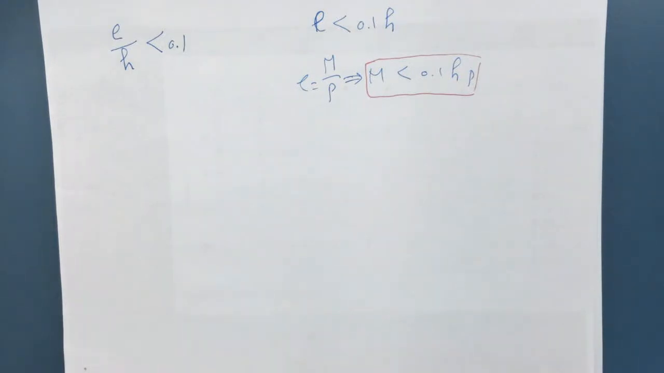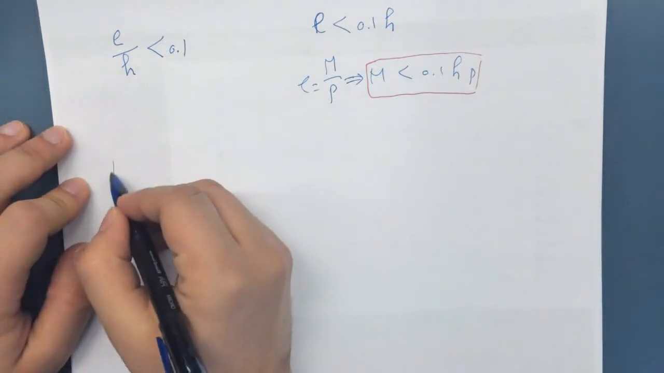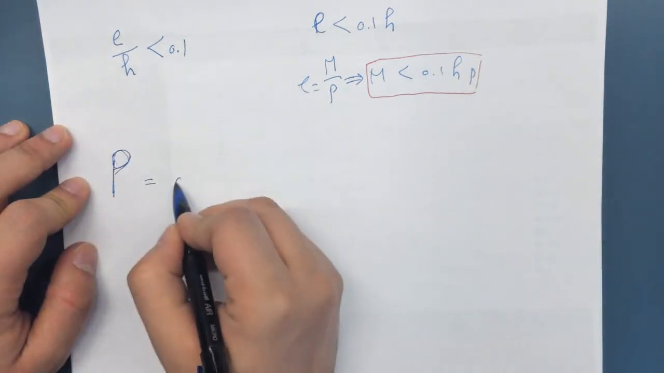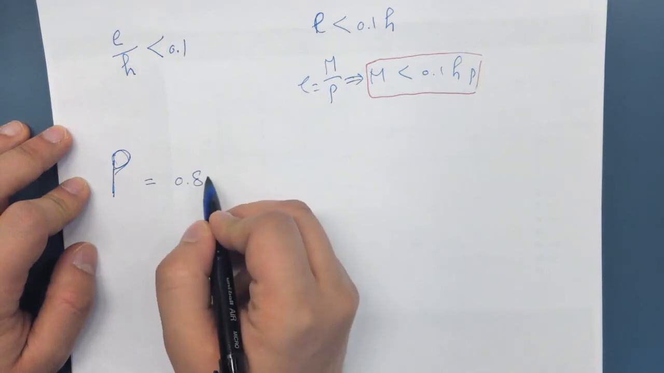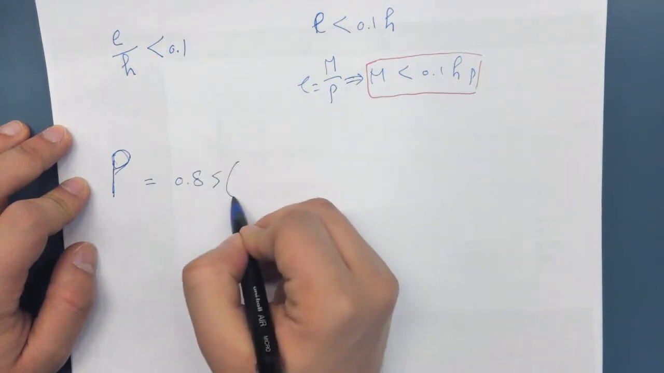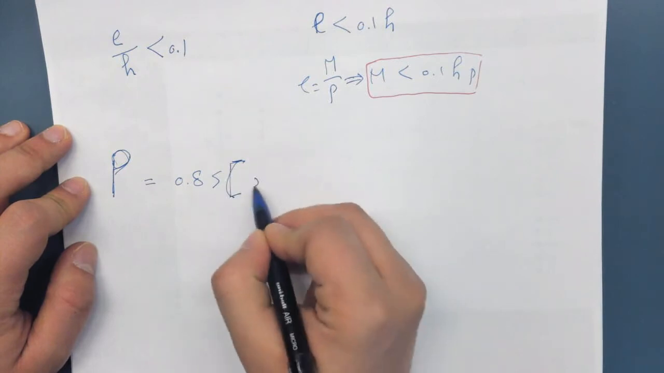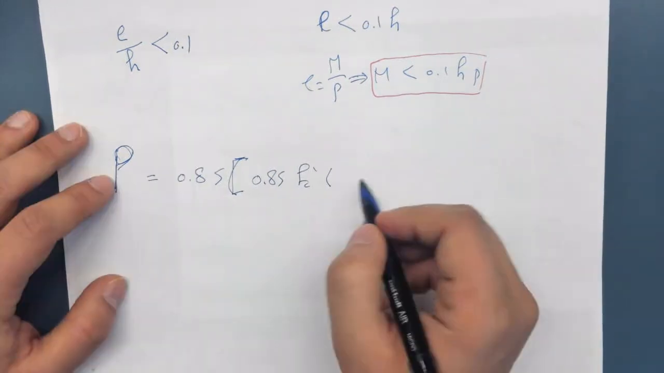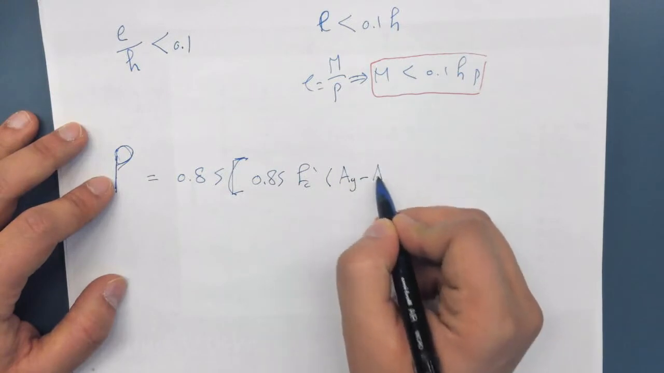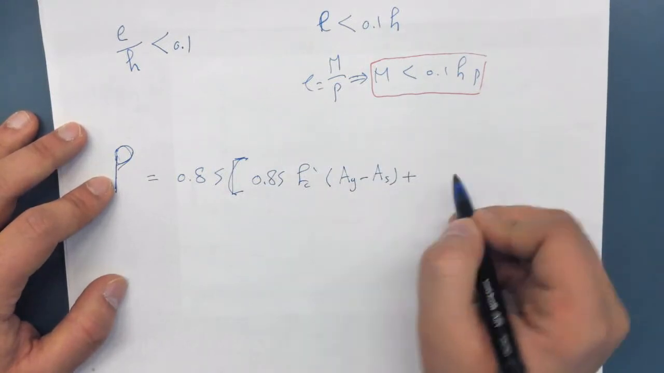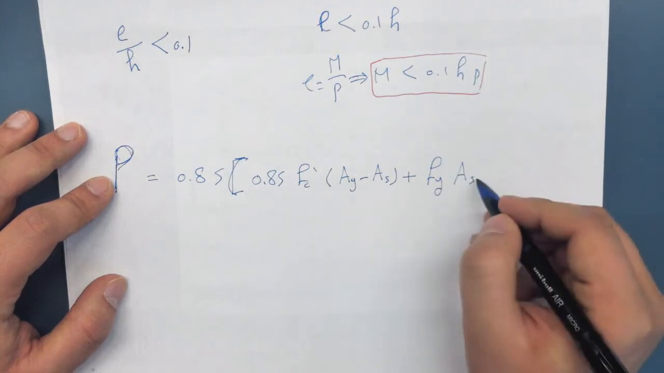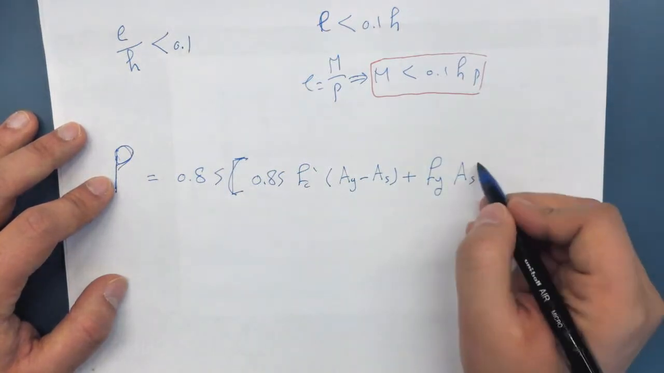And in the case of the column, it's just one equation, this particular equation: P is equal to 0.85 multiplied by 0.85 also, f'c, the area of the concrete, so this is Ag minus As, plus the yield of the steel multiplied by the area of the steel.